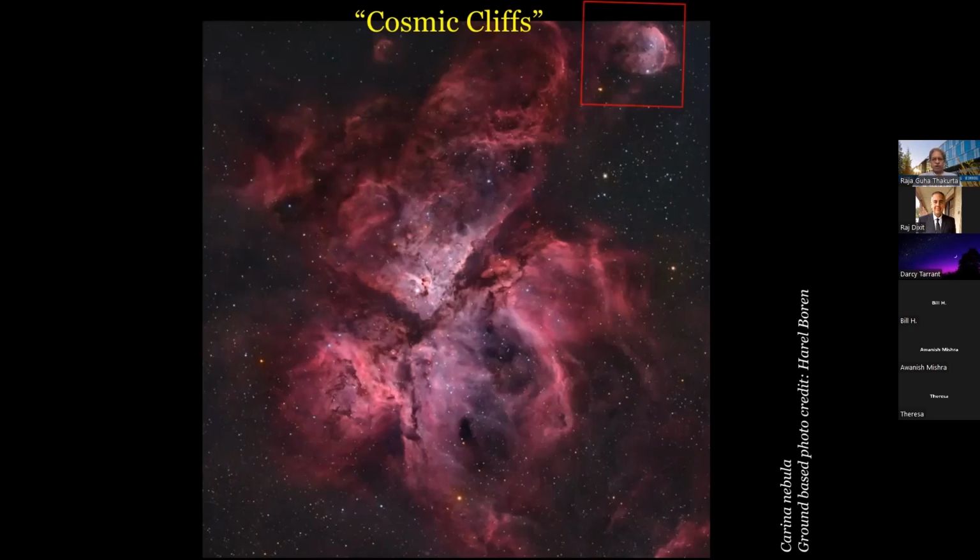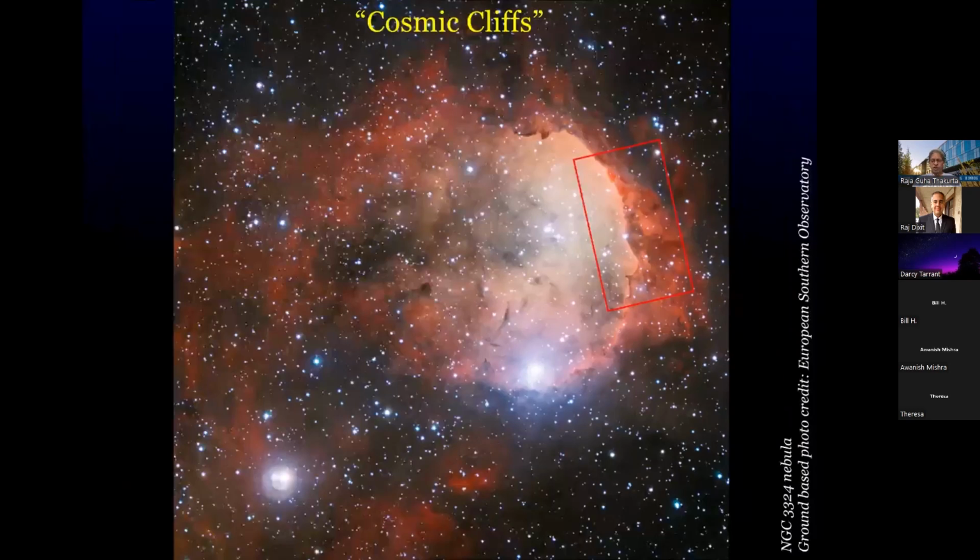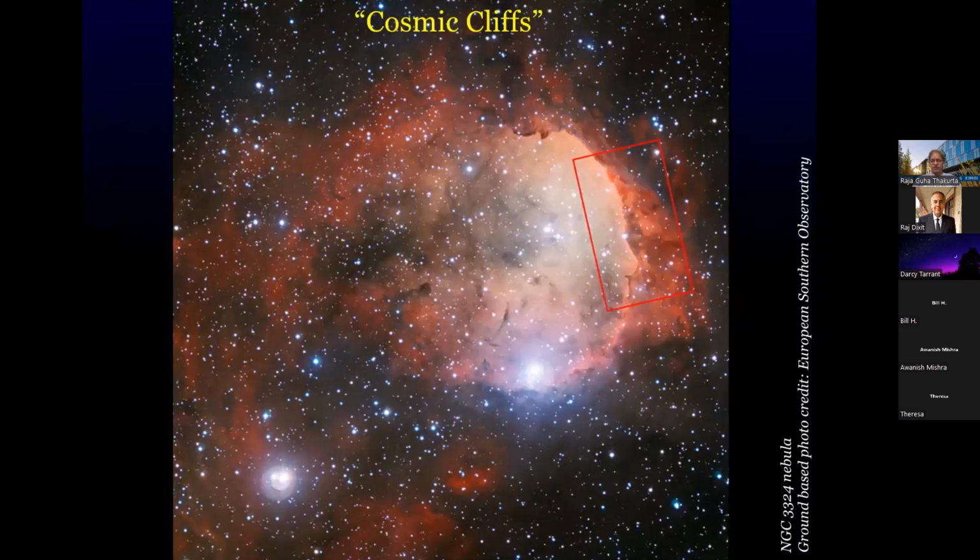Now, if we zoom in to this section in the upper right, this is also a ground-based image, now taken with really an excellent telescope in Chile, the European Southern Observatory Telescope. This is a research-grade telescope that's used by the European astronomy community. And this is a portion that's called the NGC 3324 Nebula.